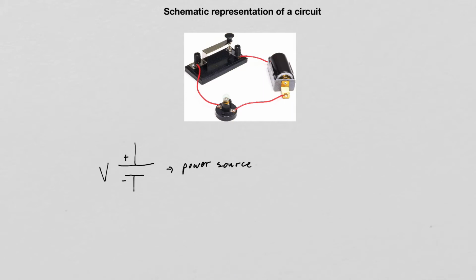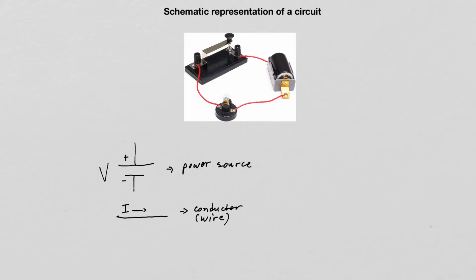For the power source, we are going to use this symbol. It consists of two parallel lines with different lengths. The longer of the two lines corresponds to the positive terminal of the power source, and the shorter line corresponds to the negative terminal of the power source. And next to the power source, where applicable, the actual value for the potential difference between the two terminals is stated. So for a 1.5 volt battery, we'll have 1.5 volts here. If it was a 9 volt battery, then we'll have 9 volts stated here, and so on and so forth.